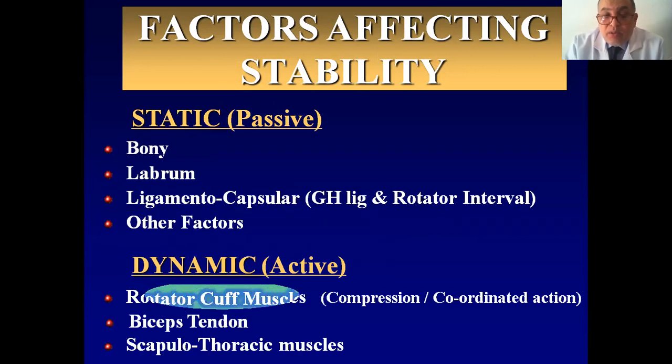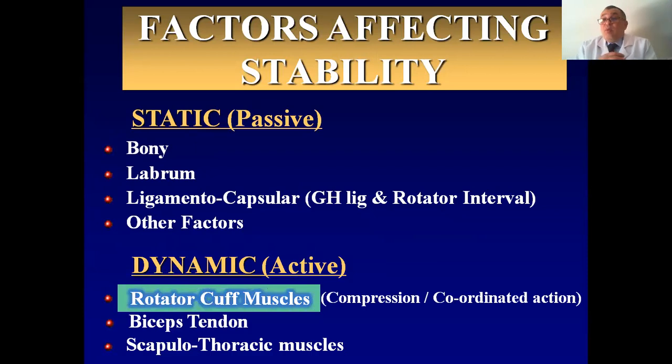Then we will discuss the dynamic factors, the most important of which is the rotator cuff muscles. The rotator cuff muscles act by two mechanisms: compression of the glenohumeral joint and their coordinated action. The rotator cuff muscles do not act by an agonist-antagonist effect. They act by a coordinated action, and we'll see more details about this.